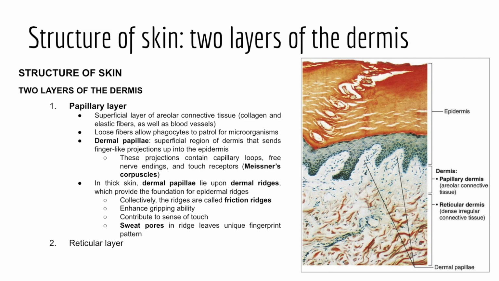This layer is the superficial portion of the dermis, which makes up 15 to 20% of the total thickness of the dermal layer. It includes areolar tissue that has collagen fibers and elastic fibers and helps provide for elasticity and strength. It also includes blood vessels as well as nervous tissue.